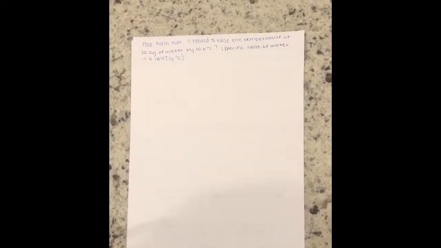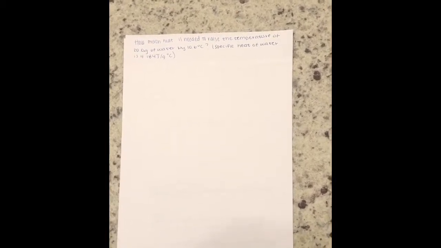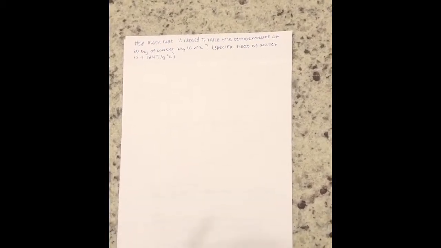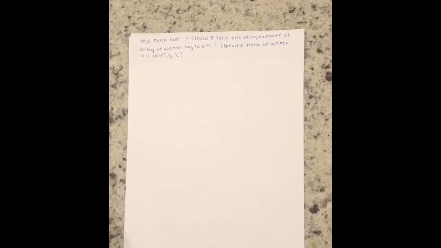Water terms 400. Give me the specific heat formula and how to calculate it. Find the specific heat of water. Let's take a closer look. Our word problem is how much heat is needed to raise the temperature of 20.0 grams of water by 10.6 degrees Celsius, and it gives us the specific heat of water, which is 4.184 joules per gram degrees Celsius.